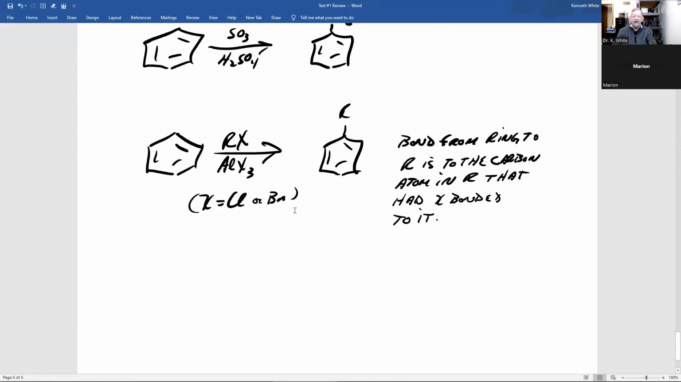Now, the last reaction here is benzene with an alkyl halide, RX, and aluminum trihalide, and this is where you make a carbon-carbon single bond. And that's the last one. And the carbon with the halogen is the carbon bonded to the ring.